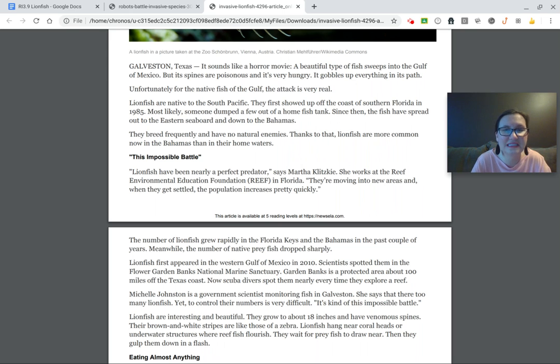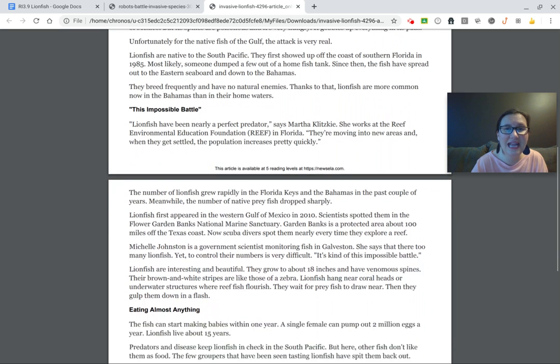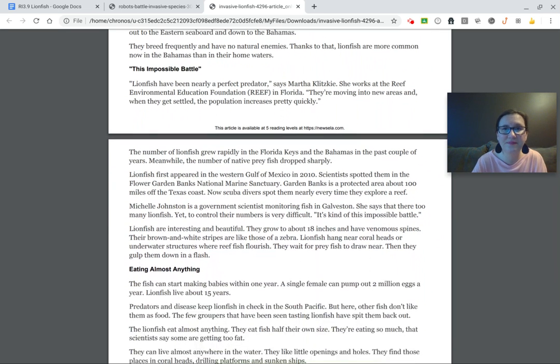Lionfish are native to the South Pacific. They first showed up off the coast of southern Florida in 1985. Most likely, someone dumped a few out of a home fish tank. Since then, the fish have spread out to the eastern seaboard and down to the Bahamas. They breed frequently and have no natural enemies. Thanks to that, lionfish are more common now in the Bahamas than in their home waters. Uh-oh, is that a good thing or a bad thing? I think it's a bad thing.